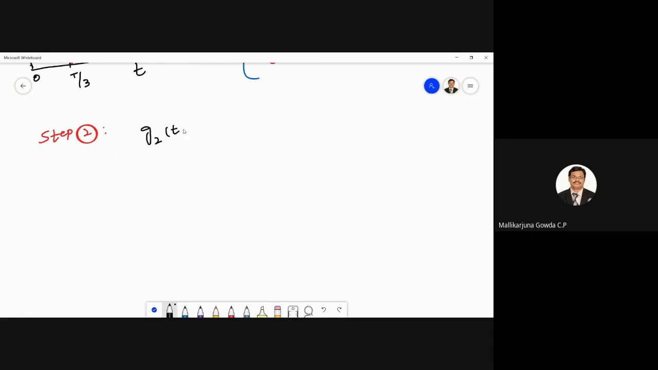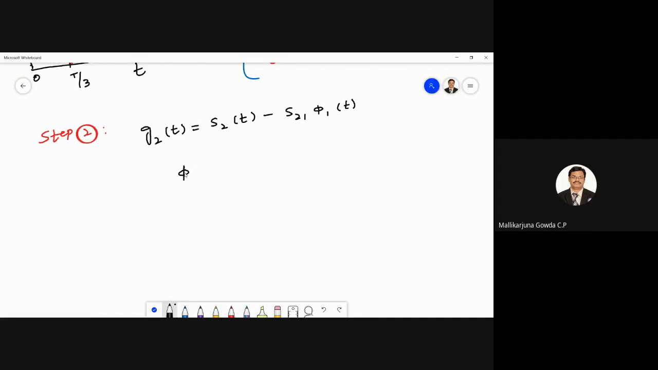Yeah, G2 of t is equal to S2 of t minus S21 pi 1 of t, right? So first, let me determine, and even let me write the expression for pi 2 of t also.